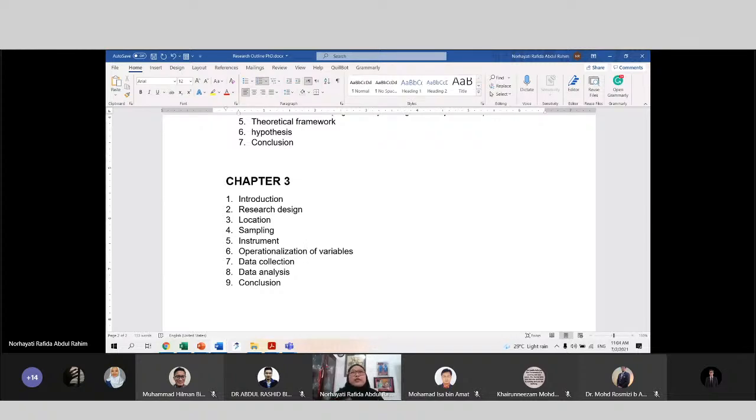Stress according to external, internal, for example. It's not my field, this is Dr. Isa's field. So how do you see stress? How do you operate stress? Stress has two: internal and external. Internal has 5 questions, external has 6 questions. You see that? So that is operationalization of variables.